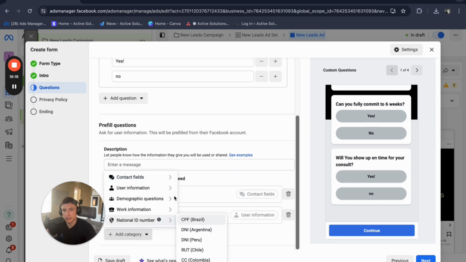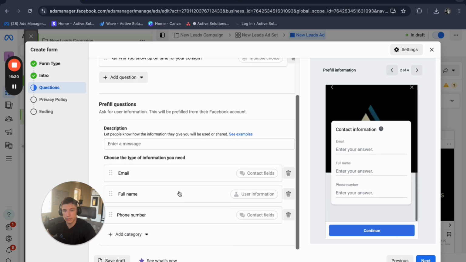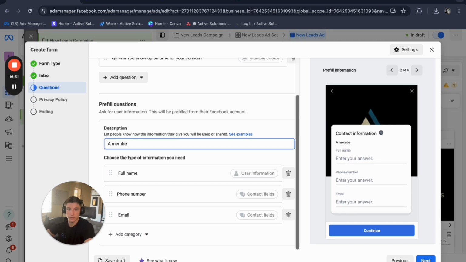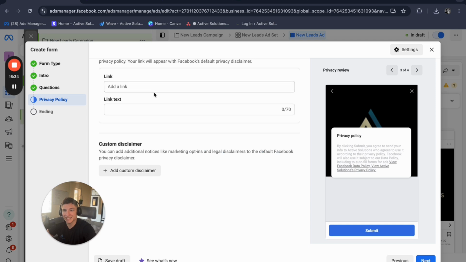Then you come down, you want to collect their full name, phone number, and email. And then you need to add a message here that says, a member of our team will contact you soon, or whatever it might be. Privacy policy link, you need that there.